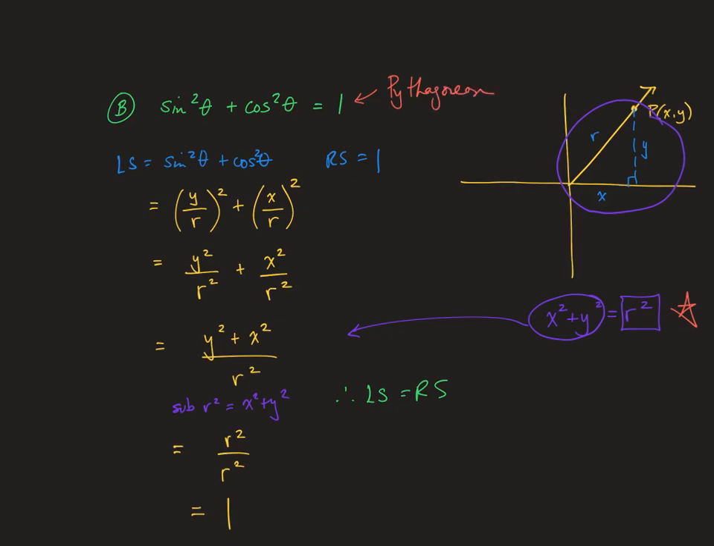So, you now have your two tools. You have your quotient identity and you have your Pythagorean identity, and those are the two tools that we can use to go through and solve other identities.